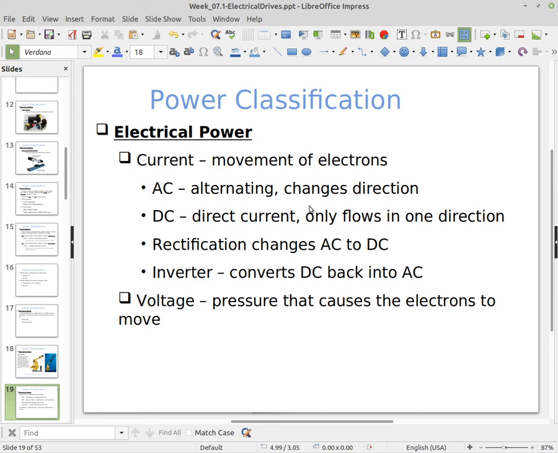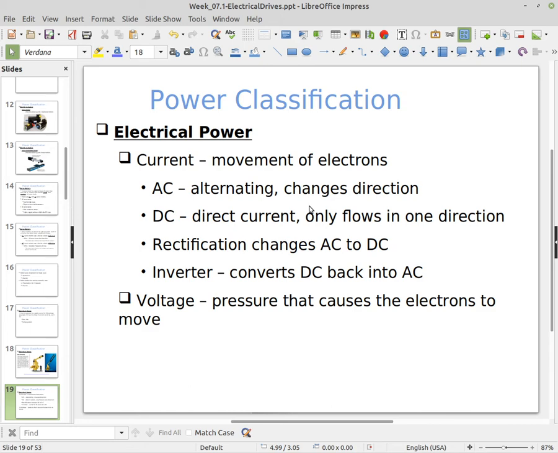So we're going to discuss some properties of electricity here. Current, I've already mentioned several times. Current is defined as the movement of electrons, or technically the movement of charge, but in solid materials that is done through electrons. We can have AC, alternating current, which changes directions, goes one way half the time, and then turns around and goes back the other way, or DC, which is direct current.